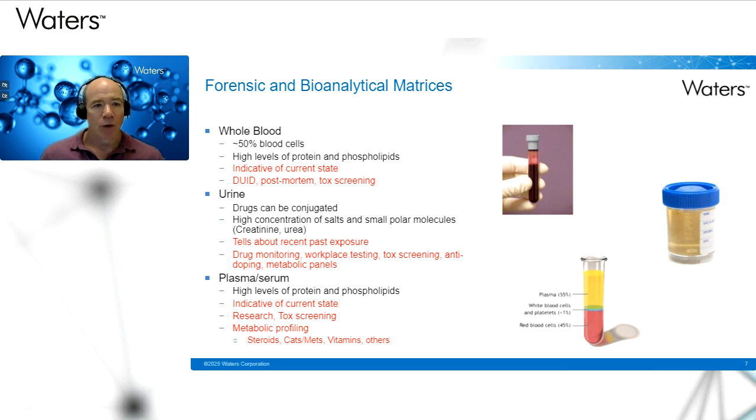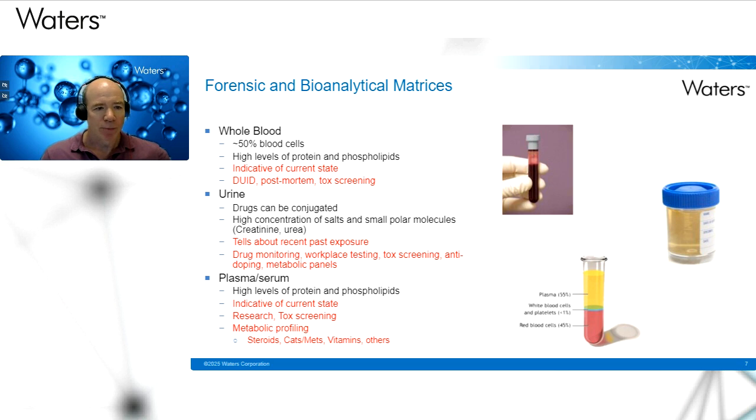Let's see. Urine is another very, very common matrix. It does not have the proteins and the things that whole blood does. However, many of the drugs can be conjugated, either with glucuronides or sulfates, etc. We often have a high concentration of salts and other small polar molecules, such as creatinine and urea. And you can see this tells us about recent past exposure, and it's used in a wide variety of environments.